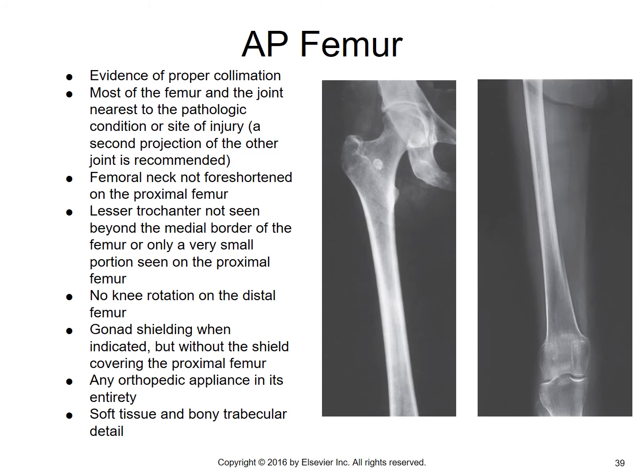Lesser trochanter not seen. Look at the lesser trochanter. Lesser trochanter not seen beyond the medial border of the femur, or only a very small portion seen on the proximal femur, as in this radiograph here. Just a small portion is seen. No knee rotation on the distal femur. Gonad shielding when indicated, but without the shield covering the proximal femur. Any orthopedic appliance, meaning a pin, for example, in its entirety, and soft tissue and bony trabecular detail must be seen. So for the AP, remember you're going to do AP proximal, hip down, AP distal, knee up.